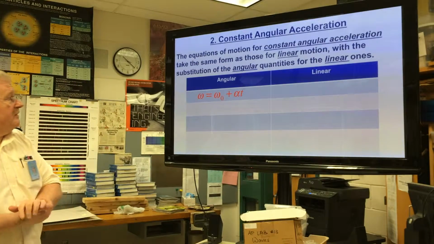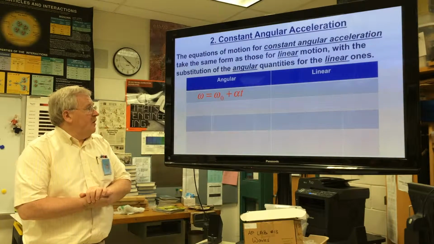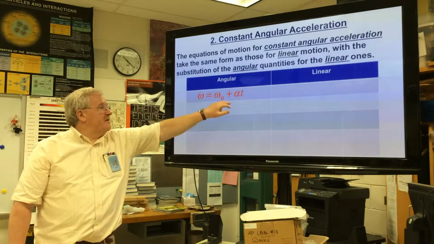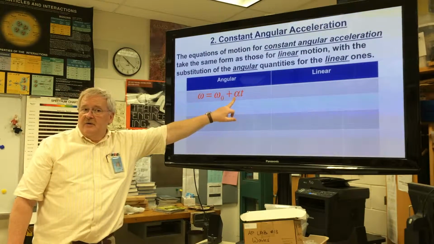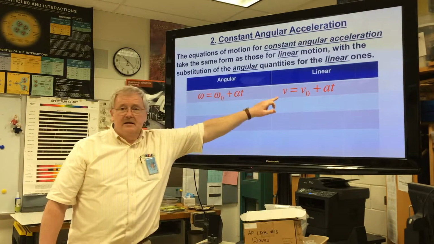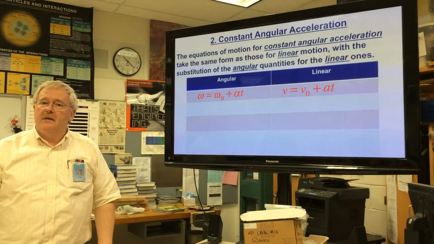So this is the one for angular velocity. Angular velocity is the initial angular velocity plus the angular acceleration times the time. That corresponds very nicely to this one. It has exactly the same form.